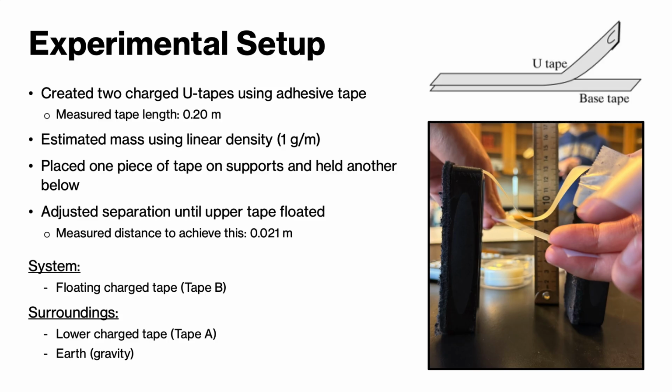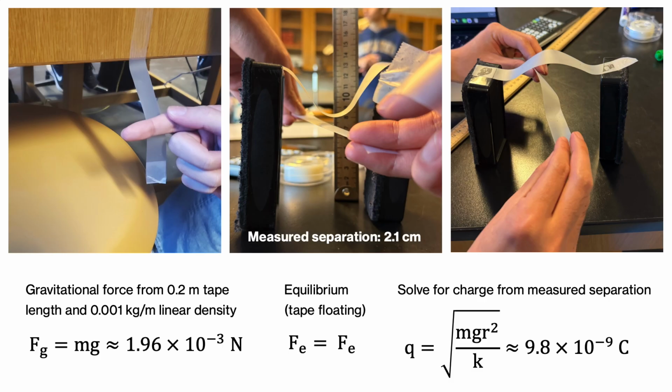In this experiment, the system was the floating tape, which we labeled tape B, and the surroundings included the lower charged tape, tape A, and the Earth, which exerted the gravitational force. Using the tape's mass, we calculated the gravitational force acting on the floating tape using the equation F equals mg, which gave a force of approximately 1.96 times 10 to the minus 3 newtons. Because the tape was floating, the electric force had to equal this gravitational force. Using the measured separation distance and Coulomb's law, we solved for the charge on the tape, and this resulted in a charge of approximately 9.8 times 10 to the minus 9 coulombs.